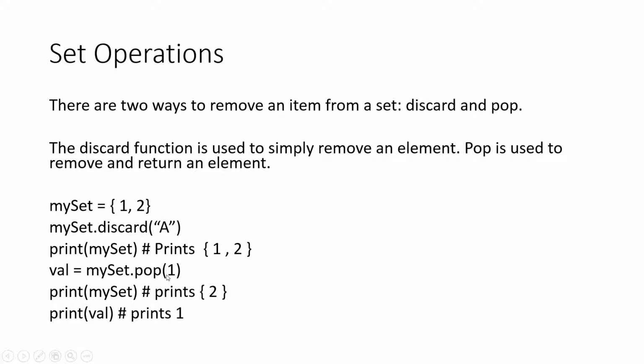If we were to use the pop function, we could then set that equal to some new variable, in this case val, and mySet would lose the 1. It would be removed from mySet, but instead it would be stored in val. This is what we mean when we say it removes and returns. It removes it from the set. It's no longer present in the set, but because it's returned, we're able to set it equal to a new value. If we were to set val equal to something with a discard function, we would get a None type object back. There wouldn't be anything returned from that. So we would see the special null value None there.